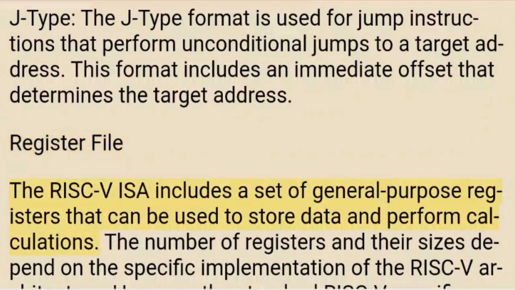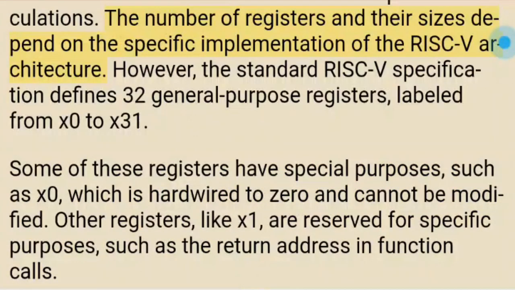Register file. The RISC-V ISA includes a set of general-purpose registers that can be used to store data and perform calculations. The number of registers and their sizes depend on the specific implementation of the RISC-V architecture. However, the standard RISC-V specification defines 32 general-purpose registers, labeled from X0 to X31. Some of these registers have special purposes, such as X0, which is hardwired to 0 and cannot be modified. Other registers, like X1, are reserved for specific purposes, such as the return address in function calls.